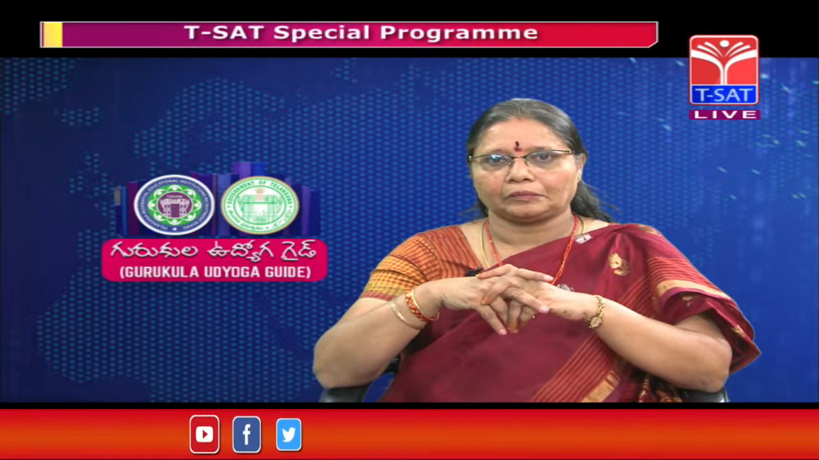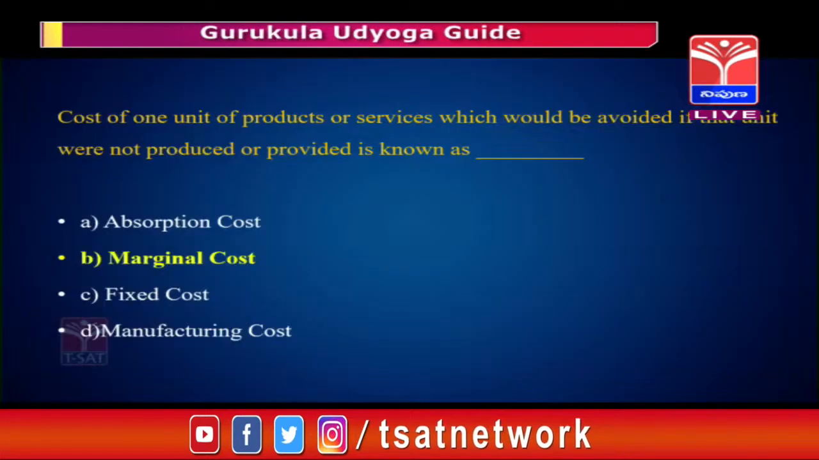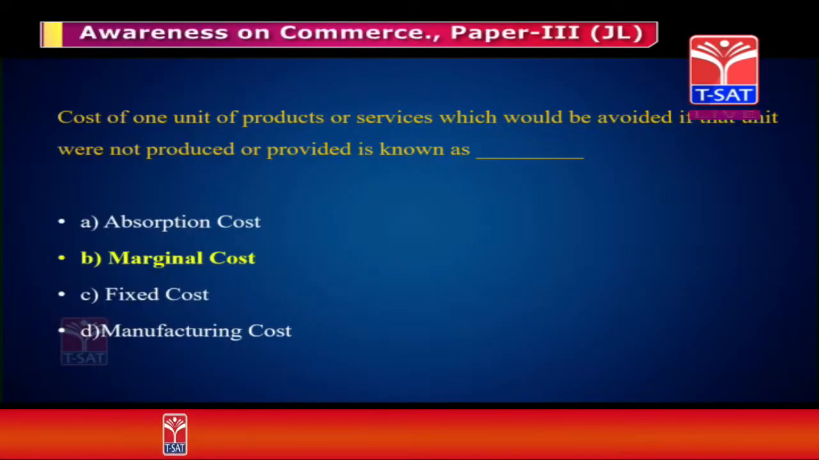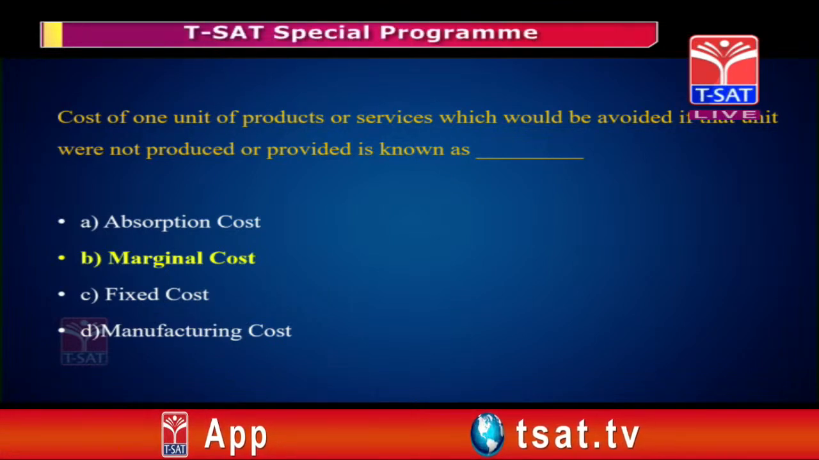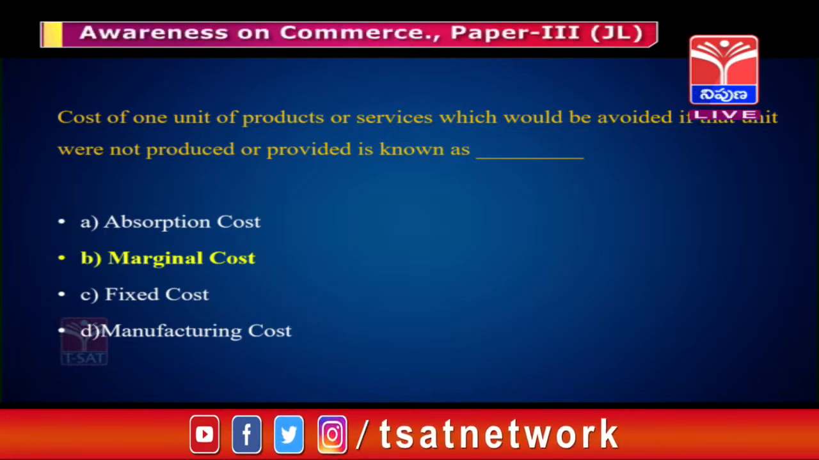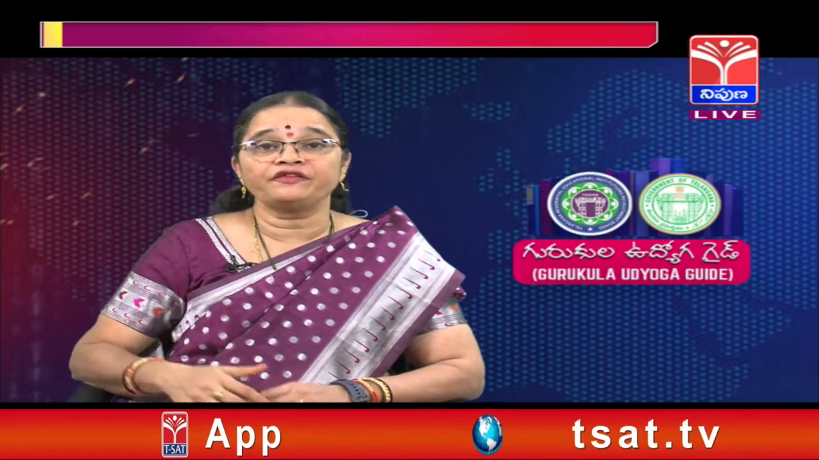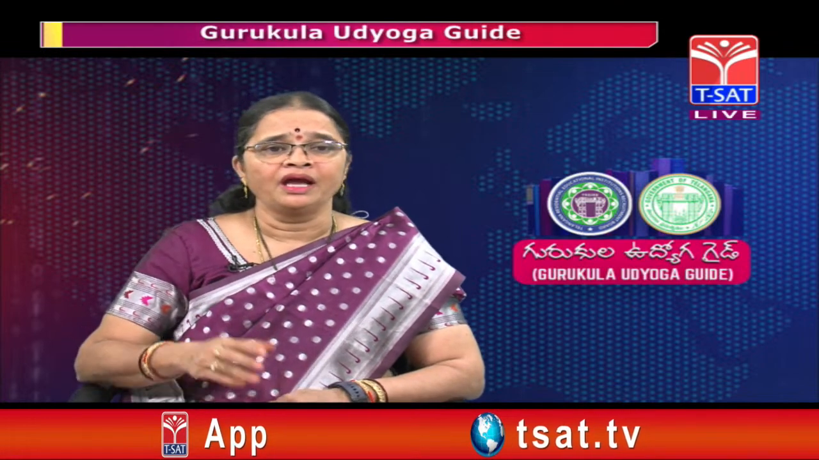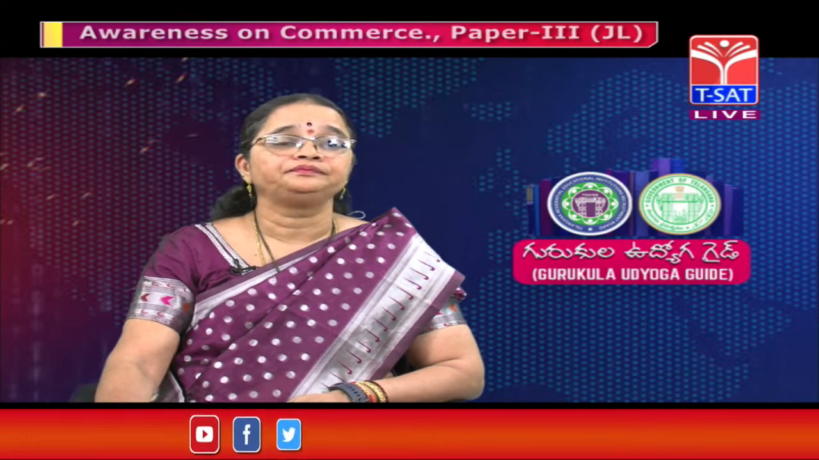So here he has given us different options. Absorption costing, no, absorption costing is total cost, it's not 1 additional cost. Next, fixed cost. Fixed cost is only that cost which doesn't change with the change in production. So here he is asking you the cost of 1 additional unit of production. It means there is a change. Therefore, fixed cost doesn't come into the picture. When you talk about marginal cost, you are talking only about the variable cost. Manufacturing cost includes everything, all fixed cost as well as variable cost.